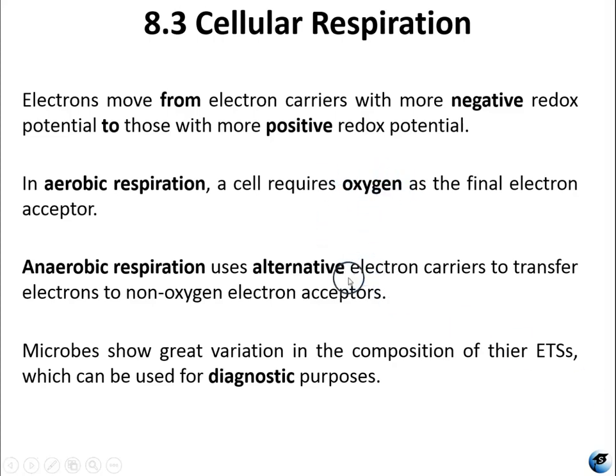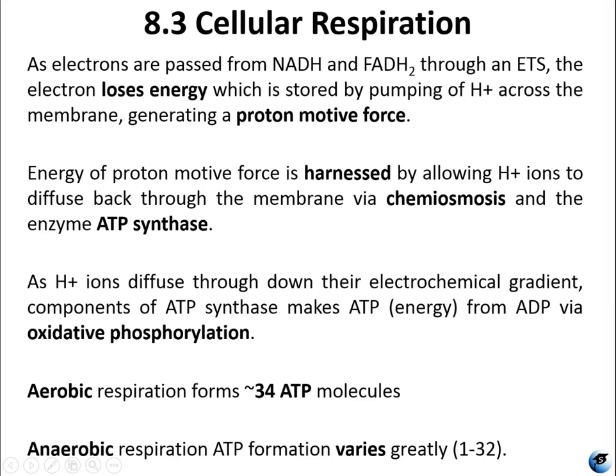In anaerobic respiration, the final electron acceptor has to be an alternative to oxygen, and there are many: nitrogen, sulfur, all kinds. As electrons are passed from NADH and FADH2 through the electron transport chain, at first you lose energy, but that energy is actually stored by the pumping of hydrogen ions across the membrane. Energy is harnessed by allowing the hydrogen ions to diffuse back through the membrane through chemiosmosis, and that is performed using the enzyme called ATP synthase. And as the ions diffuse down their electrochemical gradient, the ATP synthase makes ATP from ADP, and this process is called oxidative phosphorylation. So it's making adenosine triphosphate from adenosine diphosphate.